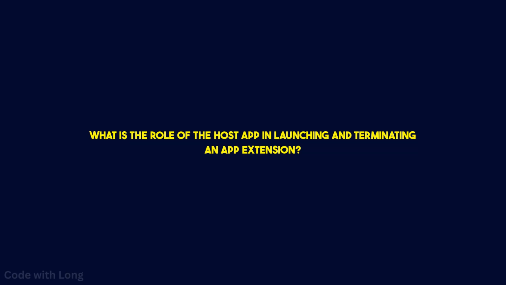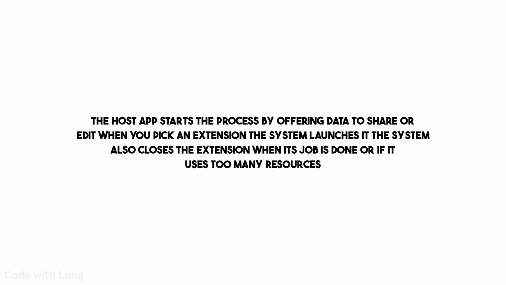What is the role of the host app in launching and terminating an app extension? The host app starts the process by offering data to share or edit. When you pick an extension, the system launches it. The system also closes the extension when its job is done or if it uses too many resources.